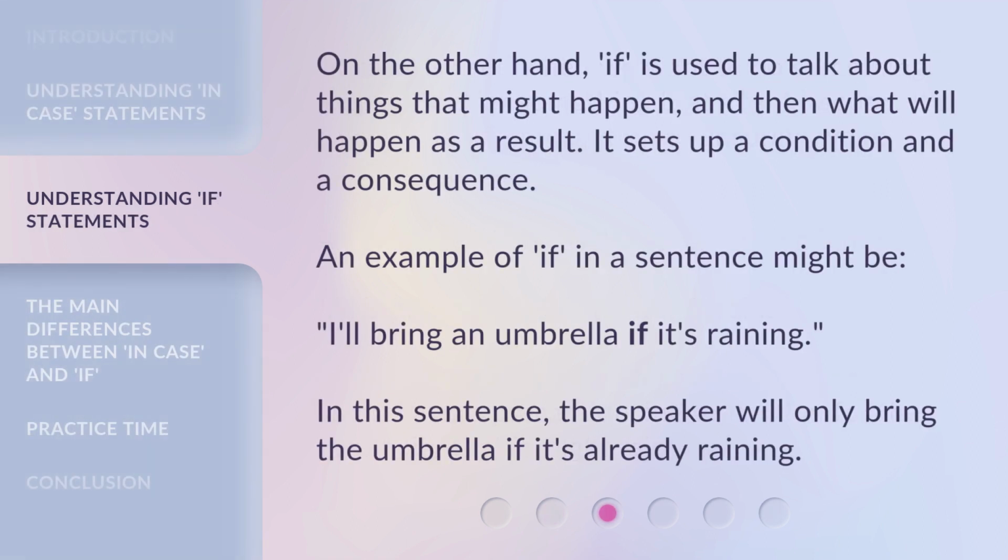On the other hand, if is used to talk about things that might happen, and then what will happen as a result. It sets up a condition and a consequence. An example of if in a sentence might be, I'll bring an umbrella if it's raining. In this sentence, the speaker will only bring the umbrella if it's already raining.